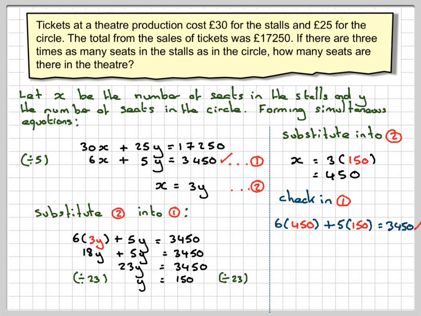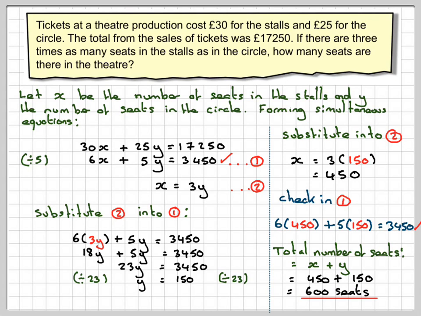And therefore, we wanted to know how many seats there were altogether in the theatre. So the total number of seats in the theatre, to make sure we answer the question, is going to be x plus y, which is 450 plus 150, which is 600 seats.